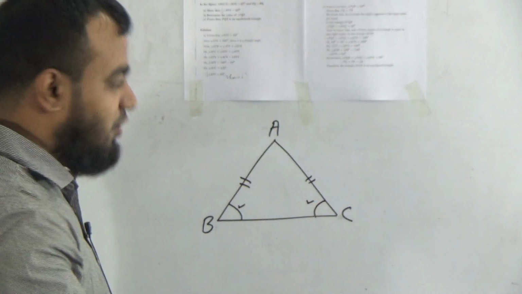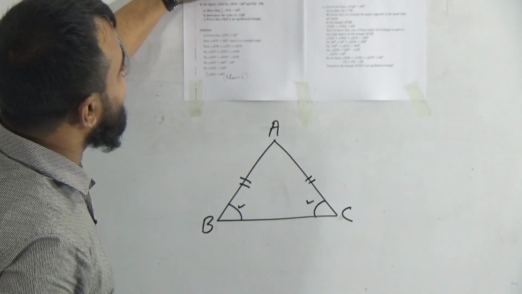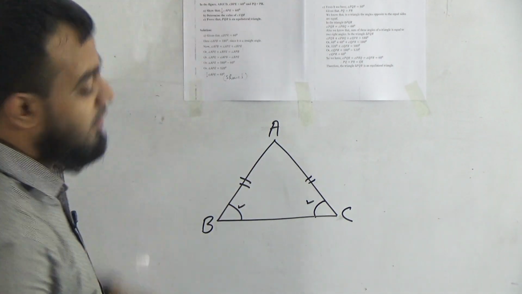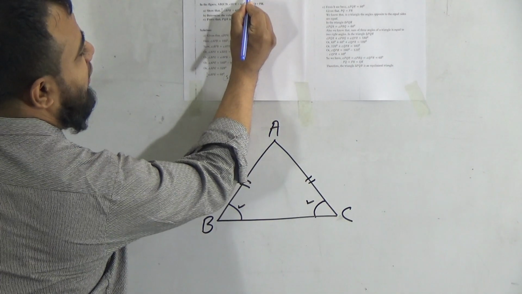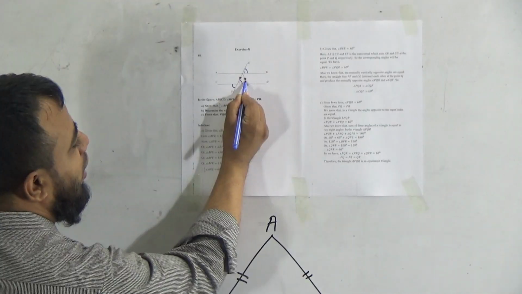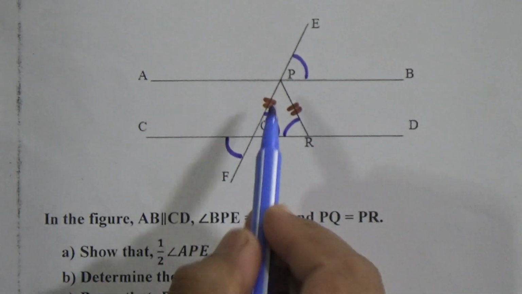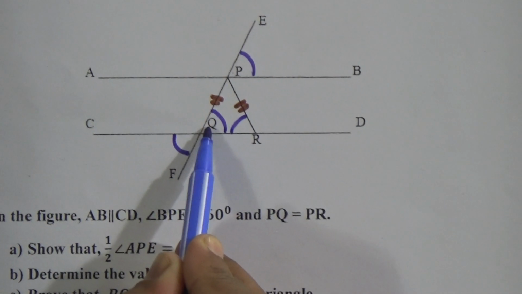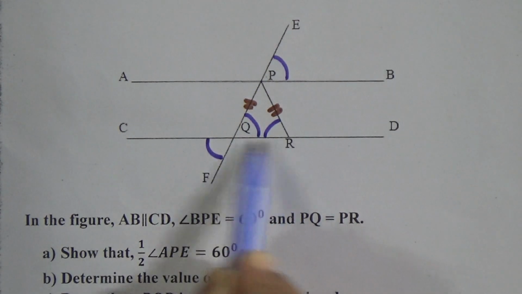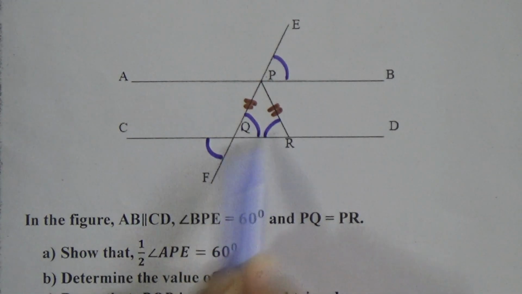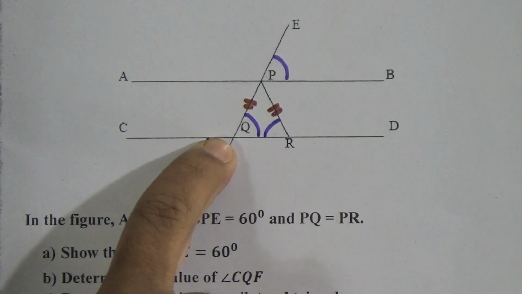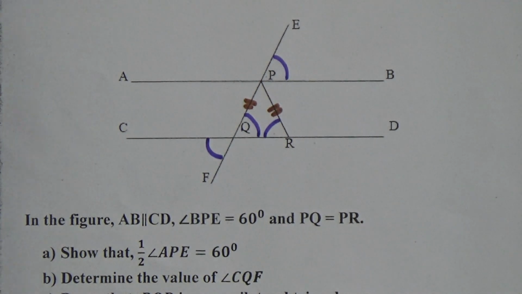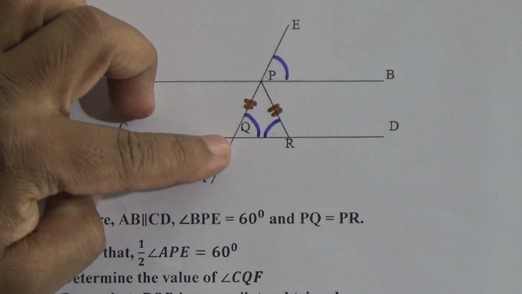That means from the figure, PQ equal to PR is given. So we can say that the angle PQR and the angle PRQ are equal to each other, right? And from B we already know that the value of PQR is 60 degree, and also the value of PRQ will be 60 degree, because these two angles are equal to each other. Now we will find out the value of angle QPR.